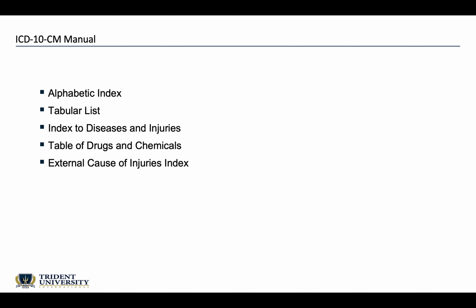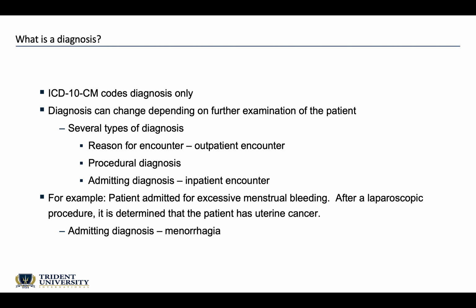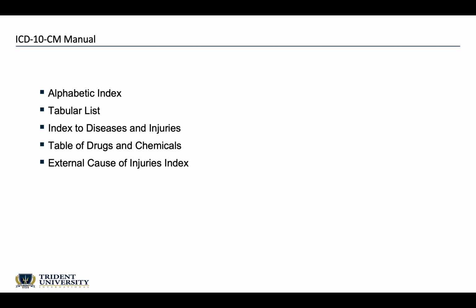You also have these other tables as well: indexes to diseases and injuries, tables of drugs and chemicals, and external causes of injuries index. And these are just smaller references, because if you go in the alphabetic index, it can be a wide variety of codes, but if you have these specific issues, then you can actually look them up specifically in there. Like, for example, when you're looking for place of occurrence or external cause of injury, you could use the external cause of injury index.